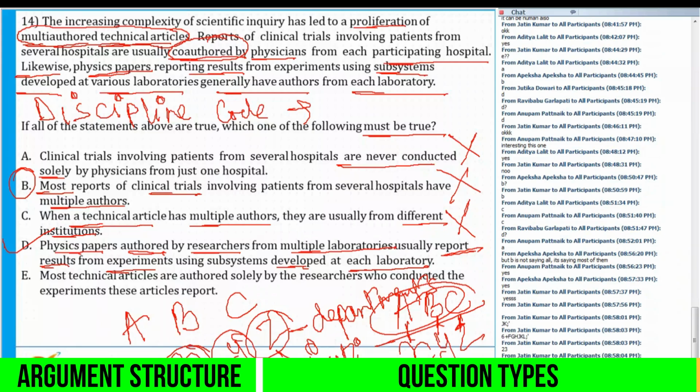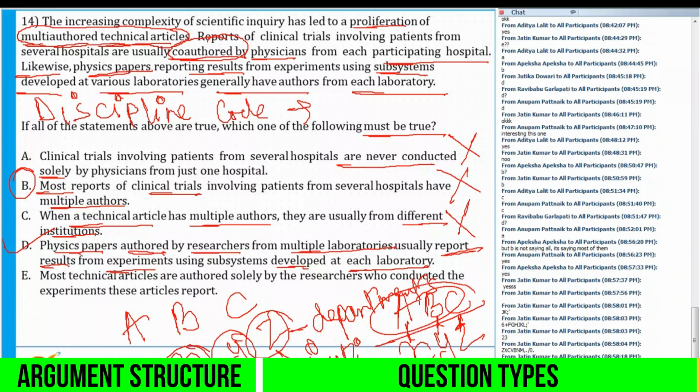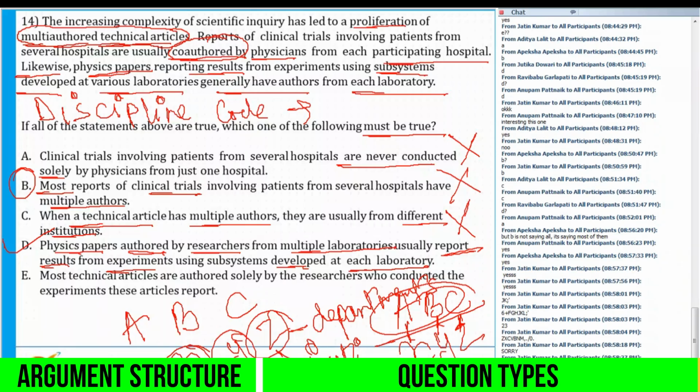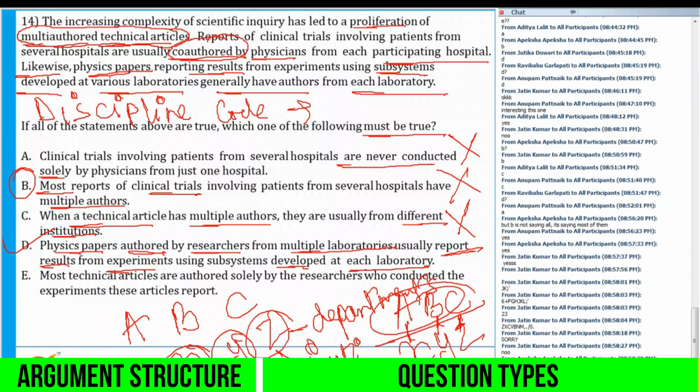Jatin, what is this? Are you okay? I mean, was there any question? Apeksha, did you understand what I'm trying to say? So number B is the other way around, okay? That is why it is not right.